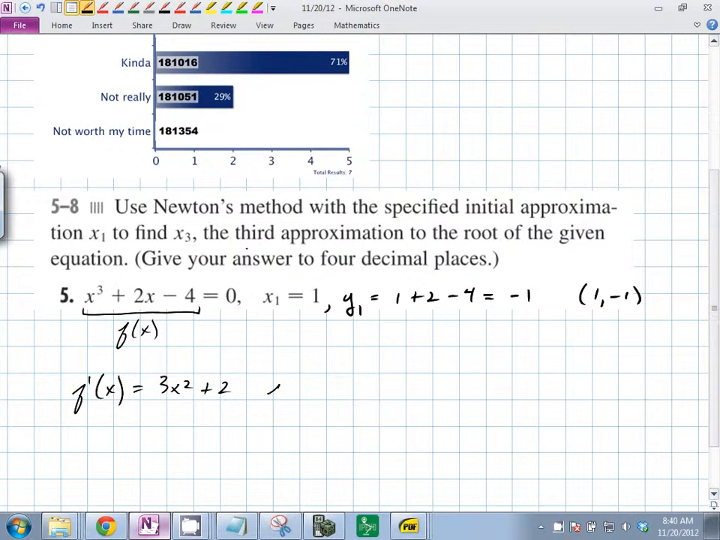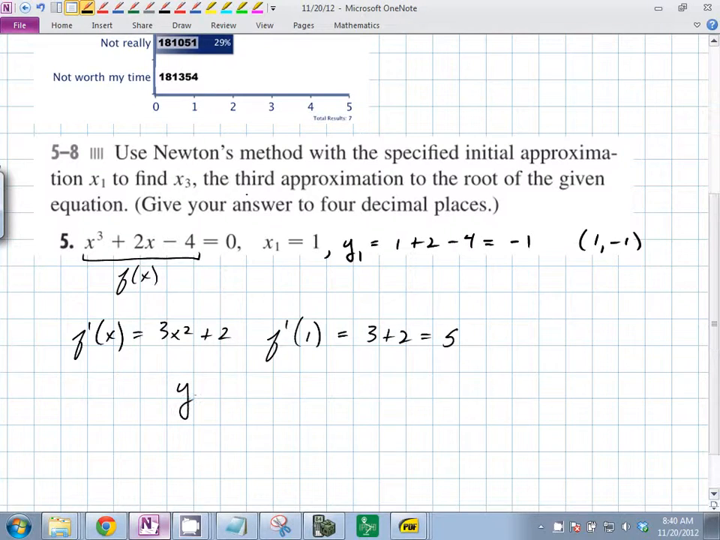Correct. So what's f prime at 1? 3 plus 2 is what? So what's the equation of the tangent line? y minus negative 1 equals 5 times x minus 1. Where does that correlate? The negative 1 is right there. The 1 is right there. And the 5 is right there.